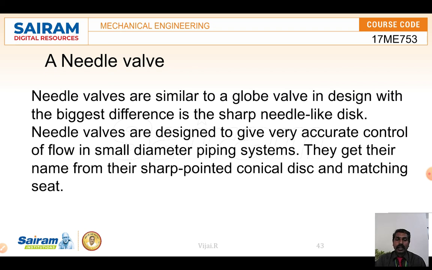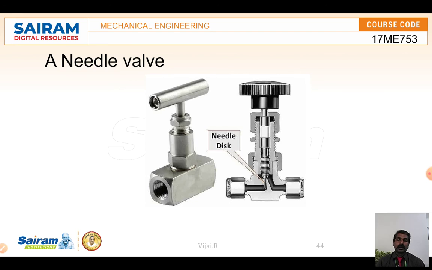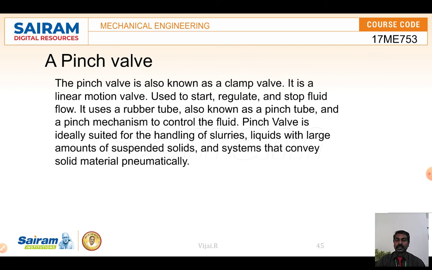Another one is the needle valve. It has a needle-shaped disc: a very small, sharp, pointed conical disc that sits on the seat. So the needle valve allows very minute control, which is not possible with the disc valve, ball valve or butterfly valve. It can control very minute passages.